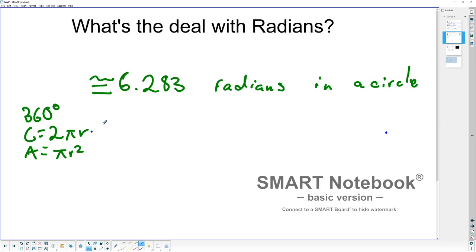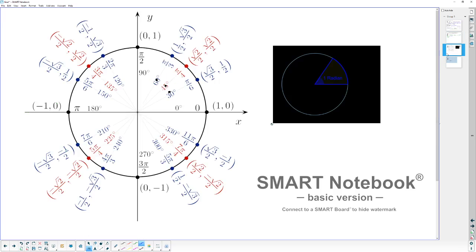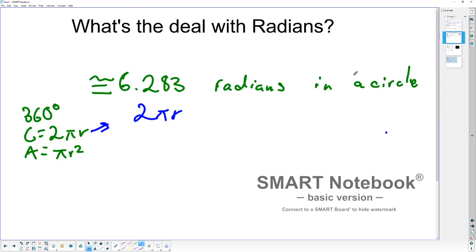Well, let's take a look at the circumference for a second. So we know 2 pi r. And what's something we've been working with lately? This thing, right? The unit circle. What's the radius of the unit circle? It's 1. So let's just make the radius here equal to 1, and our circumference would just become 2 pi. Plug that into our calculator. Let's see what we get.